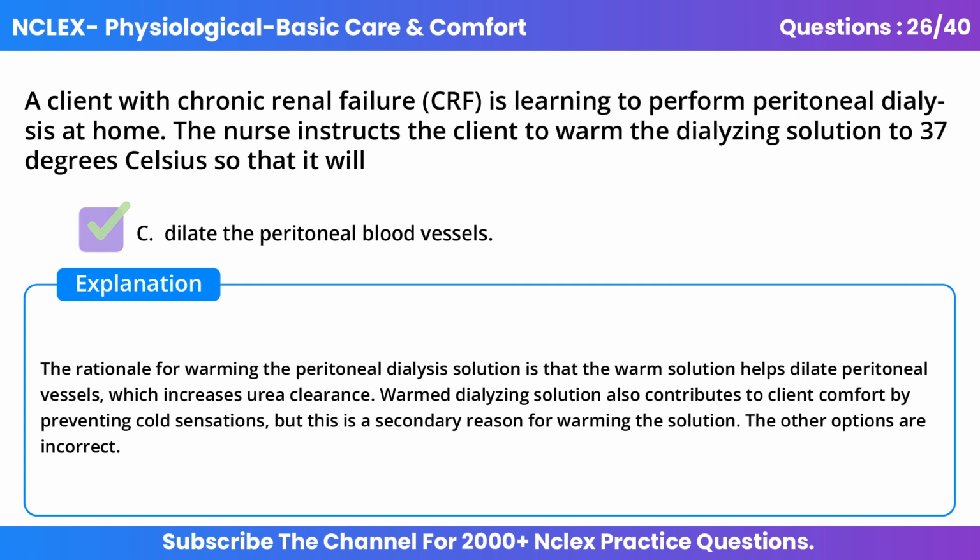The rationale for warming the peritoneal dialysis solution is that the warm solution helps dilate peritoneal vessels, which increases urea clearance. Warm dialyzing solution also contributes to client comfort by preventing cold sensations, but this is a secondary reason for warming the solution. The other options are incorrect.